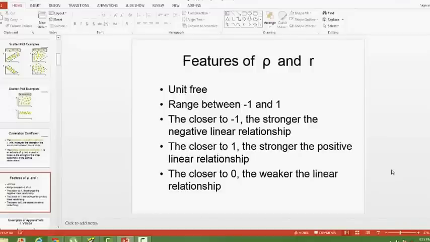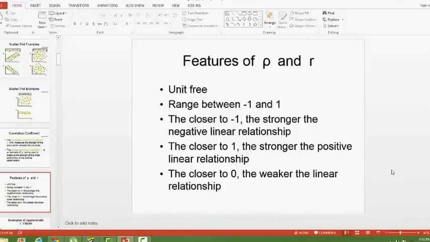So if you do any transformation of the variable, and you do a similar transformation on the two variables, there is hardly going to be any change. For example, if you standardize the variables x and y and take the correlation coefficient, and you take the correlation coefficient without standardizing, it's going to be the same. So it's not going to change. It's unit free. It lies between -1 and 1.